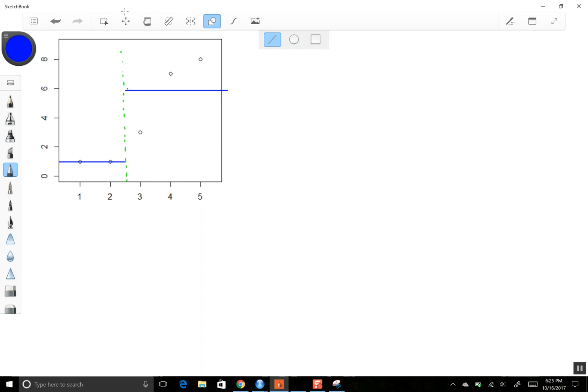So this is 3 plus 7 plus 8 over 3. So we have a prediction of 6, and I did the calculations here. Over here we have basically 0 squared plus 0 squared, the RSS, and then here I've got plus 3 squared plus 1 squared plus 2 squared. Okay, so I get 9 plus 1 plus 4. I have an RSS of 14.